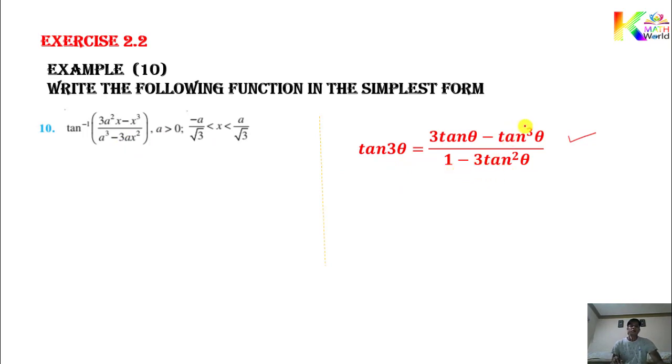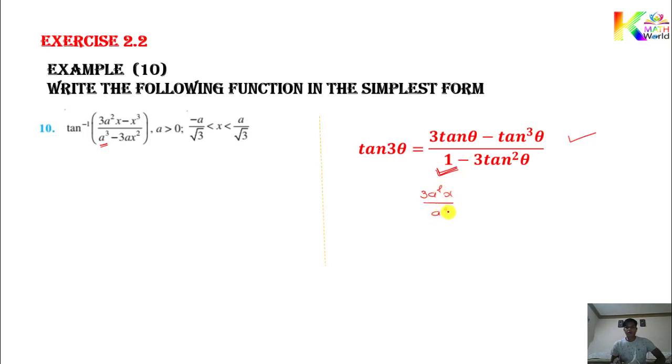Now to use this formula, see the denominator. What is required here? 1 is required. How can you get 1 here? When you divide the whole thing by a cube, it means divide numerator and denominator by a cube. So what do you get? Firstly think over that. So 3a square x over a cube.